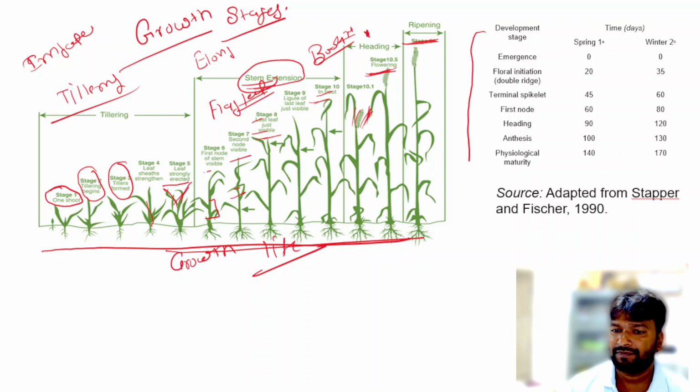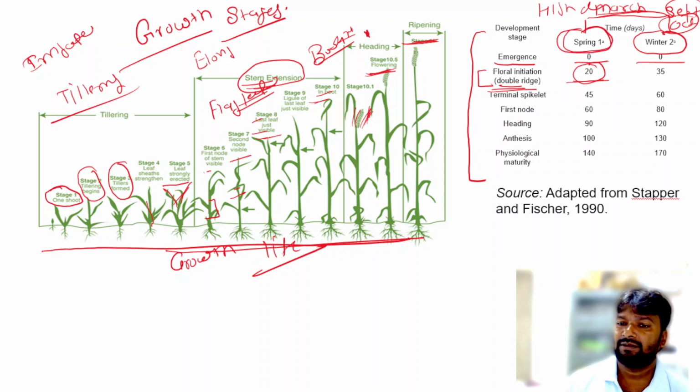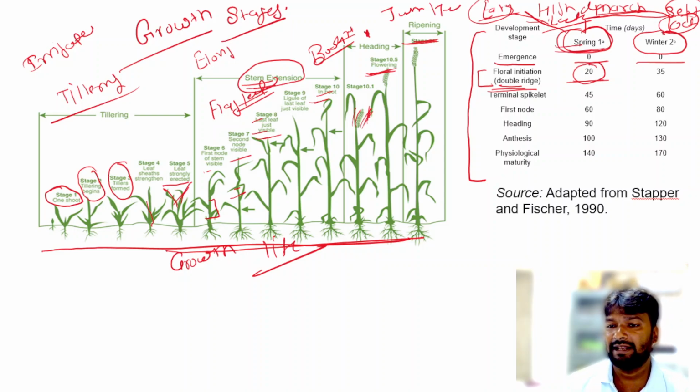These are the important stages, like emergence, which is 0 days, then floral initiation, known as the double ridge stage, that comes after 20 days in spring types of wheat, and second is the winter wheat. So friend, these are the two types of wheat cultivated worldwide. First is winter wheat, mainly grown in September, October and harvested in March. So this has a long duration, approximately 6 months. And spring wheat is mainly grown in early spring, like February and March, and harvested in late summer, that is June to July. So this has a shorter, 4-month period.